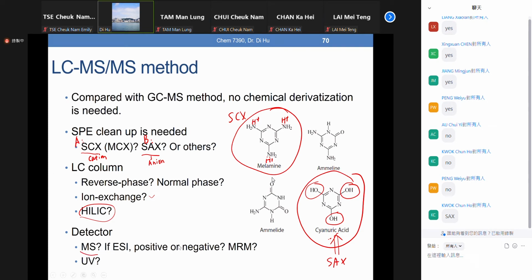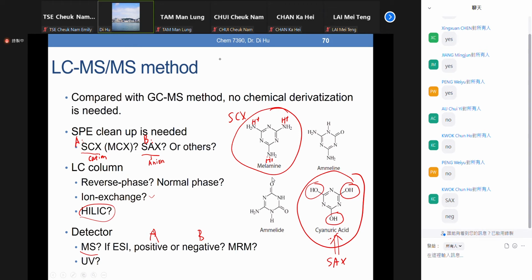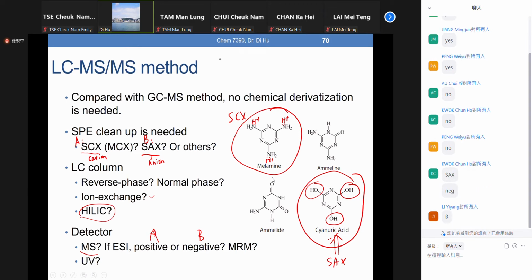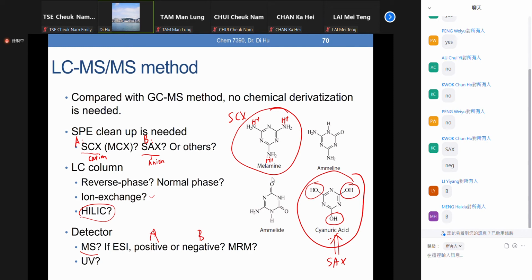Here, if we use ESI, for the analysis of cyanuric acid, do I use A, ESI positive, or B, ESI negative? For cyanuric acid, we're going to use negative mode. Very good, thank you. Yes, because then we make it negatively charged. So for cyanuric acid we use ESI negative mode, but for melamine, which mode? Positive mode. Understand? Very good.